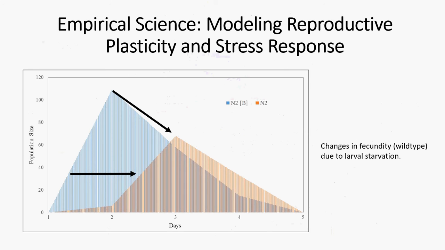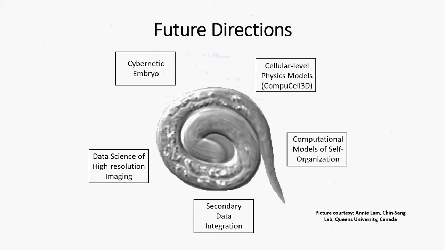And in this case, we can actually also look at reproductive plasticity with regard to stress. In this case, it's a starvation stress in the larval stage. So when larval worms get starved, they have a different profile than when they don't get starved. And this is also true for different genetic backgrounds. This is an example of the wild type, but we can do this for genetic mutants as well.